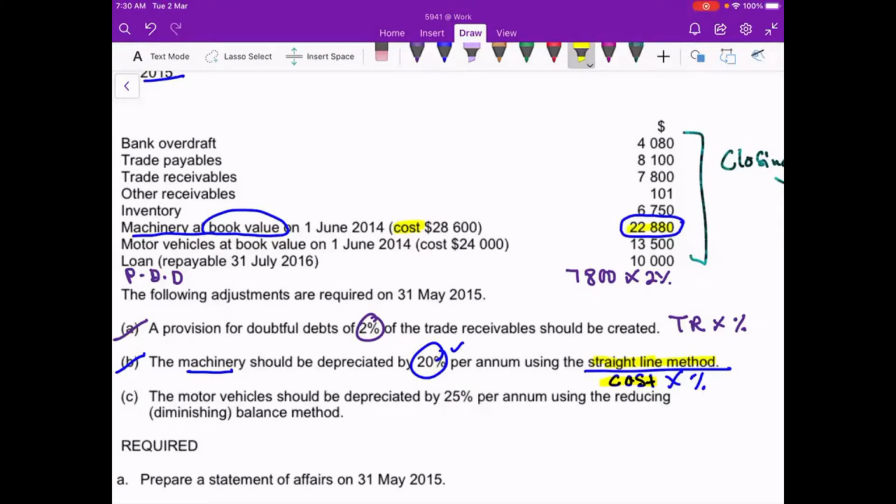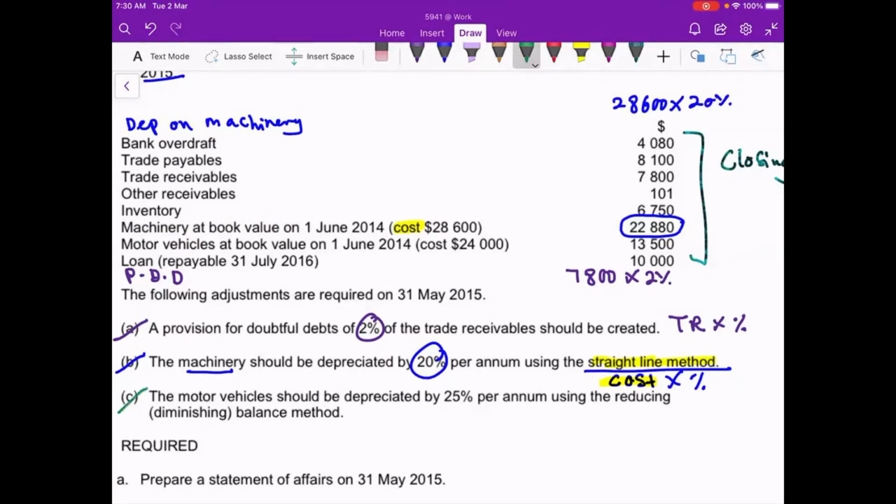But to calculate depreciation under the straight line method, I will use the cost. So now I write here depreciation on machinery. My machinery cost is 28,600 times 20%. Okay, later we'll calculate. Now we don't need to calculate. Just write this one first. Okay, now the third one.